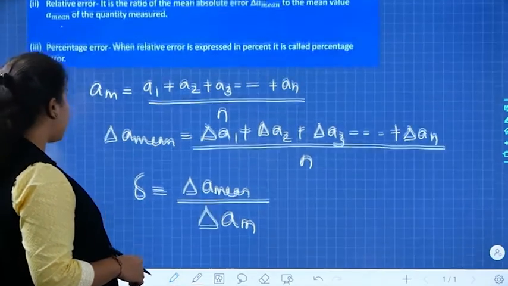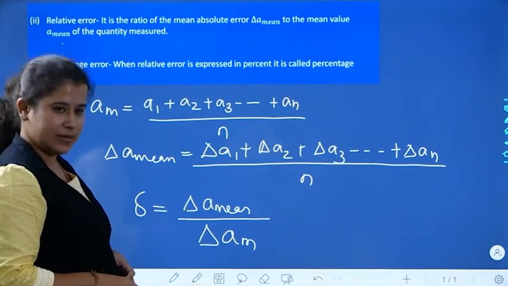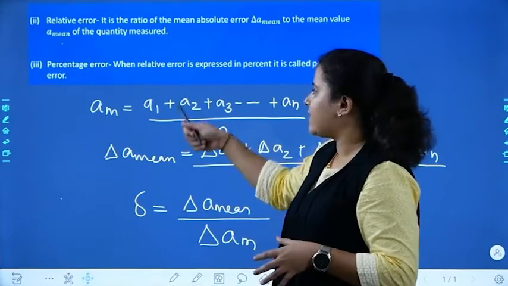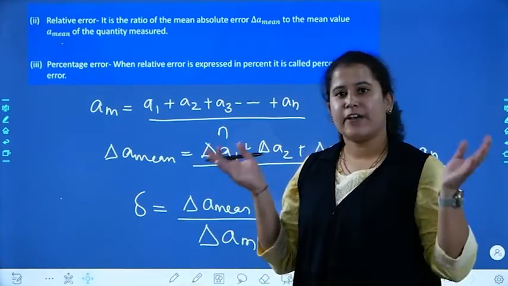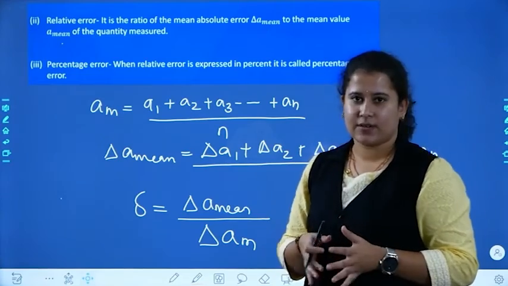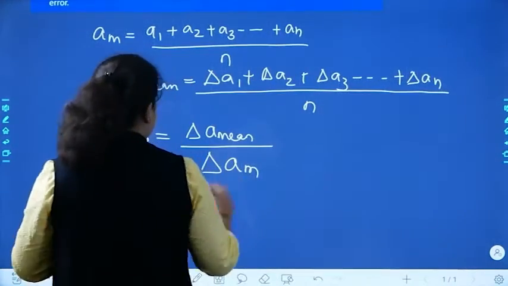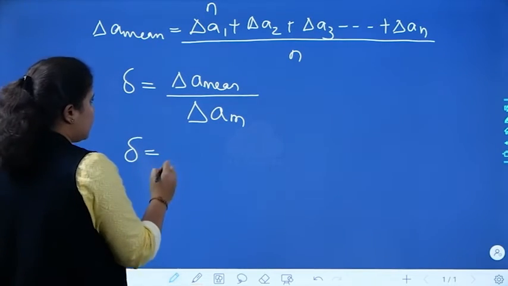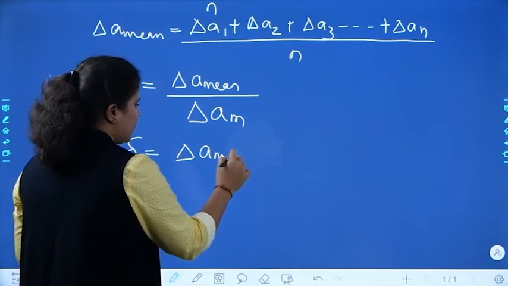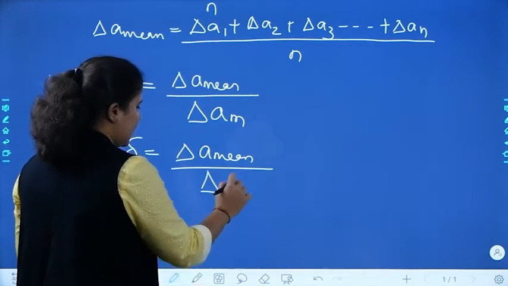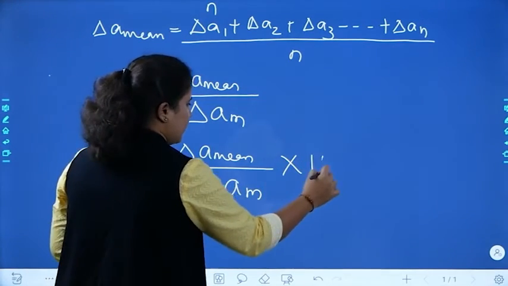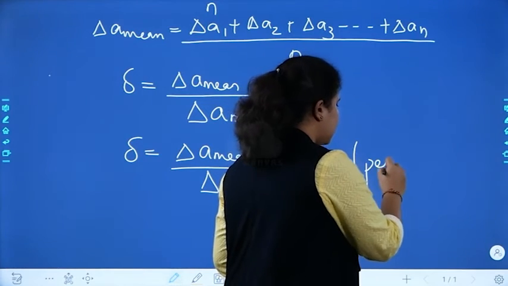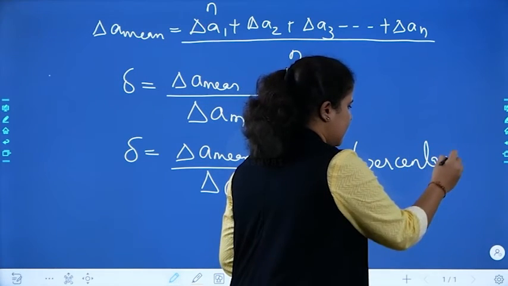Then we have another one called percentage error. What is this percentage error? When relative error is expressed in terms of percentage, we call it the percentage error. So delta is equal to delta A mean to A mean, into 100. This is given in terms of percentage, so we call this the percentage error.